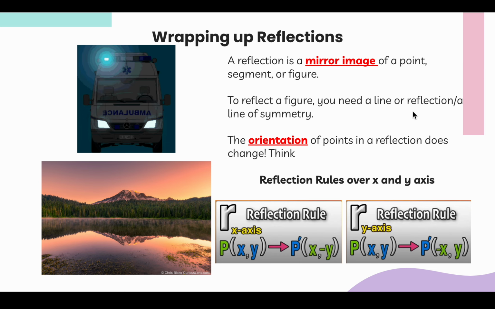So wrapping this up, remember that a reflection is a mirror image of a figure, and we always need a line of symmetry, and just also know that the orientation of our points is going to change. You don't have to remember these reflection rules though, and just note too that if you don't have a grid, you can always sketch. It doesn't have to be a perfect drawing, but you can always sketch a grid and sketch your points. And as long as you understand the concept that all of your points have to be the same distance away from your line of reflection, then you'll be good to go.